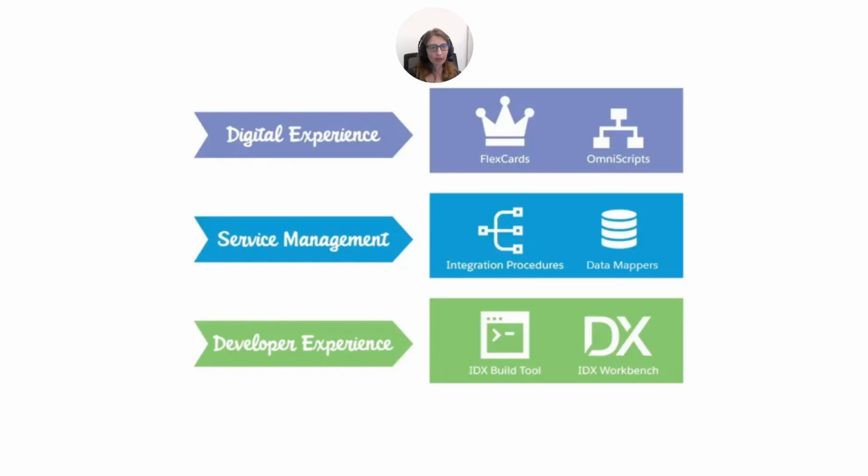Today, let's talk about OmniStudio architecture. Basically, we can divide it into three layers. First is the digital experience layer that includes user interface components like flexcards and OmniScript. Second is the service management layer that includes backend components like integration procedures and data mappers. And the third one is the developer experience layer that includes DevOps tools for moving components between environments, like IDX build tool and IDX workbench.